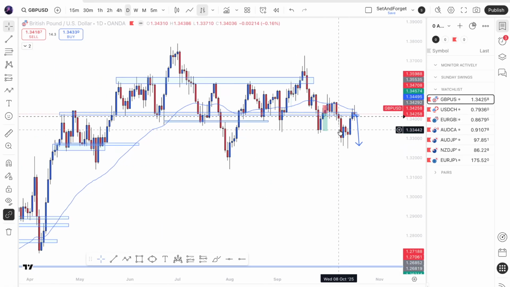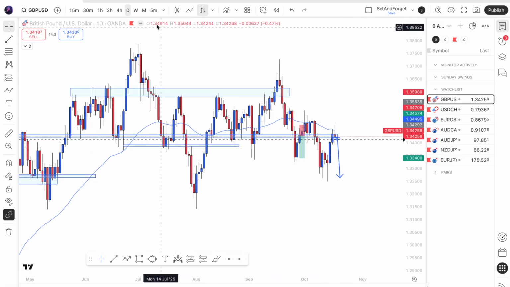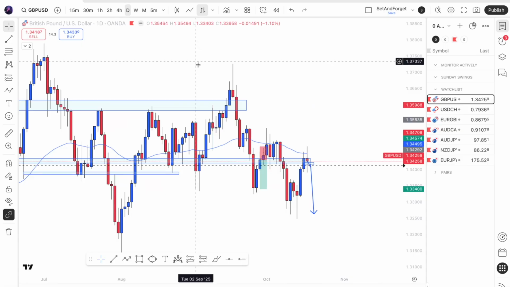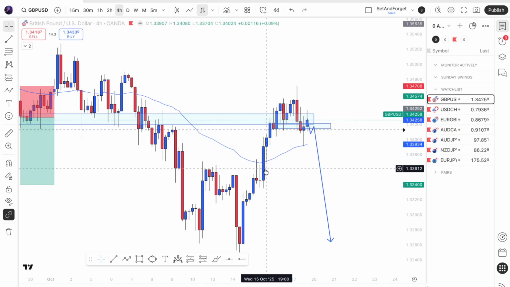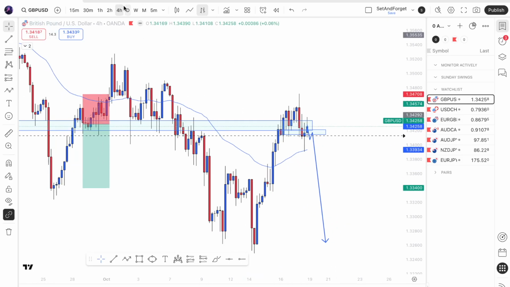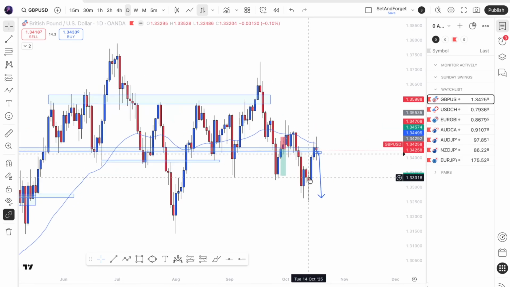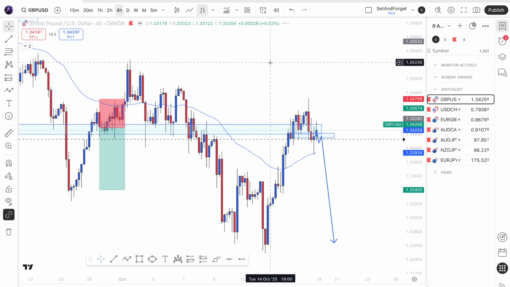Have a big doji on the daily chart. Weekly, it rejected this level again a bit, but I don't think that's going to be a big problem. I don't think this is a nice trade to the upside. So sells on GBP/USD.